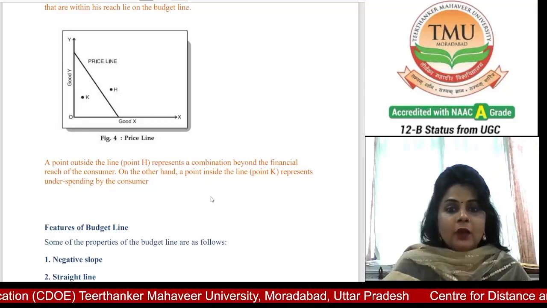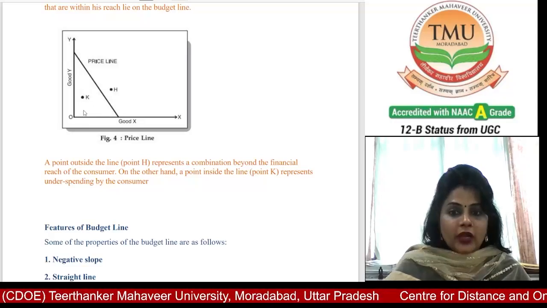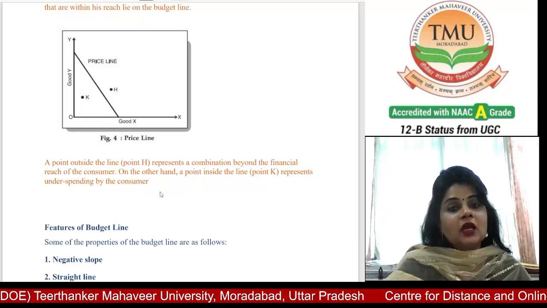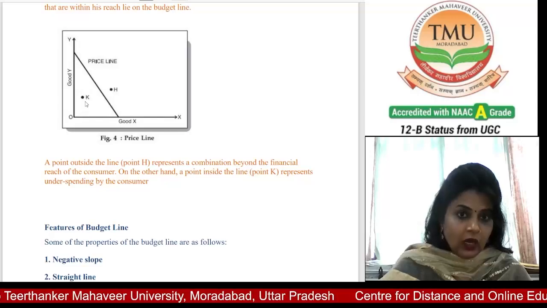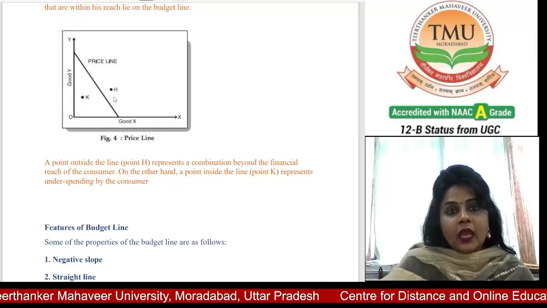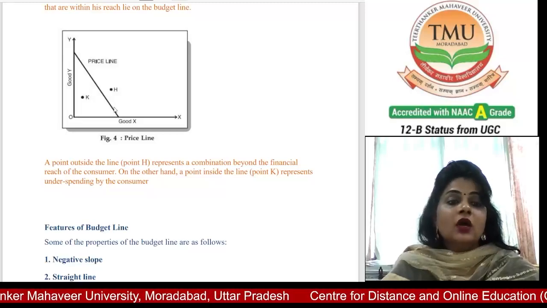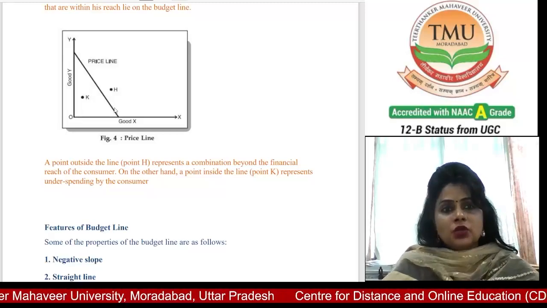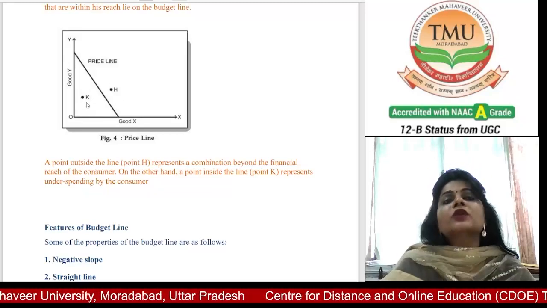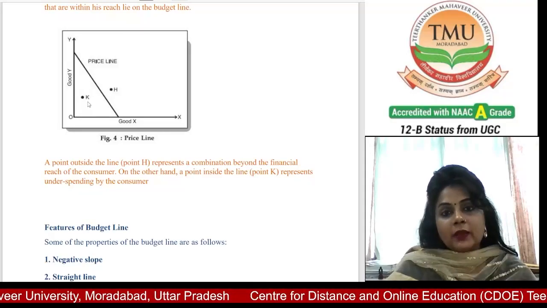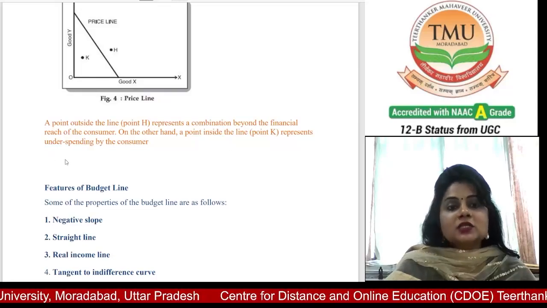On the other hand, a point inside the line, point K you are seeing in this figure, represents underspending by the consumer. So at this point, the consumer also gives a part to saving. So the budget line also represents that if the consumer wants to give a part to saving, the key point is that the consumer also gives parts to saving, and he is underspending.